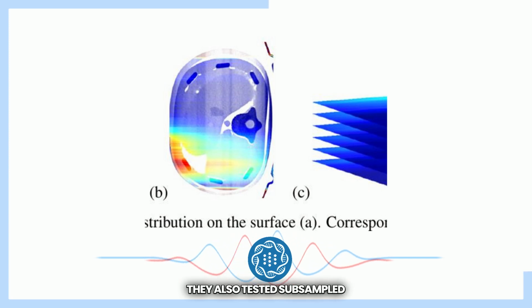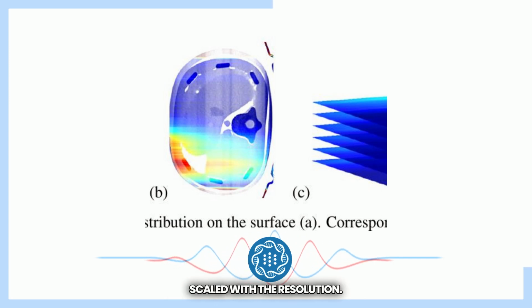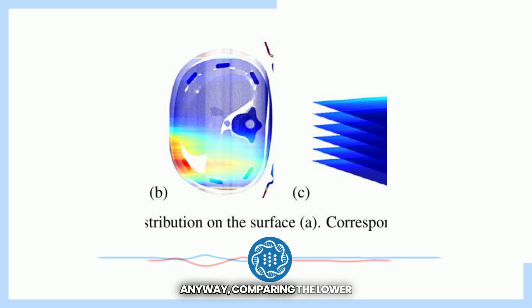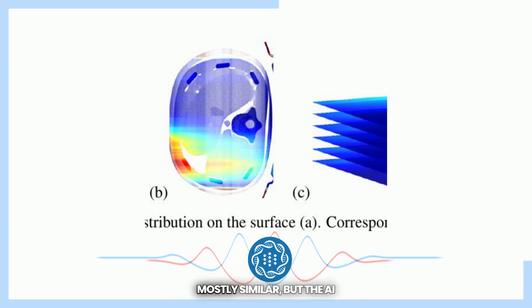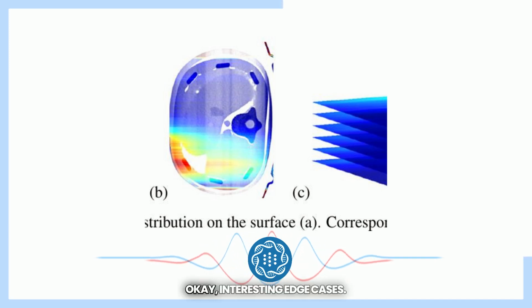They also tested subsampled images, lower resolution. The graphics method's accuracy scaled with the resolution, basically. TotalSegmentator does its own internal downsampling anyway. Comparing the lower-res surfaces, they're mostly similar, but the AI had bigger differences out near the arms and legs, the extremities. Okay, interesting edge cases.